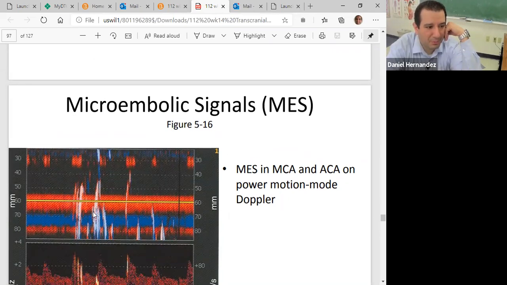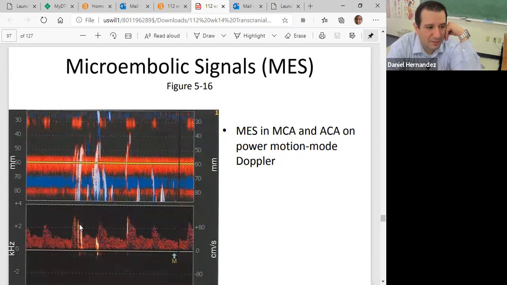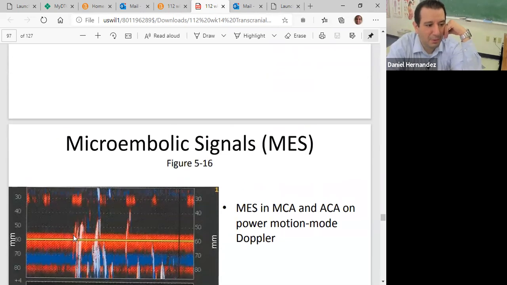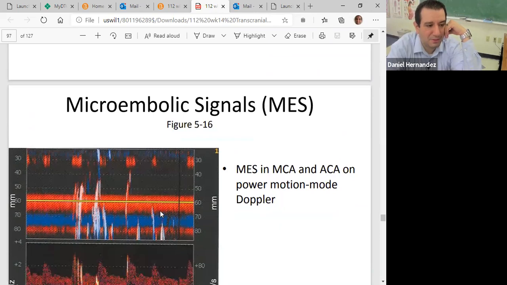This is the M mode, the motion mode. And this is also represented on our spectral tracing. So the power M mode actually was able to pick up some of those microemboli over here, whereas on our spectral tracing, we didn't pick those up. We picked those guys up here, picked that one up here, picked this guy up over here, but these guys we actually missed on just the spectral tracing. So this power M mode is more sensitive for picking up those microemboli, and we can get a better idea of just how much emboli is traveling through a vessel.